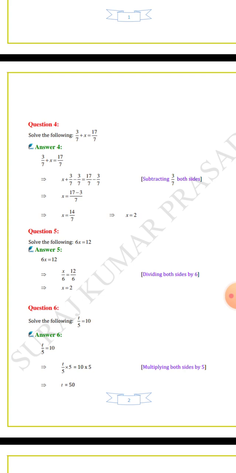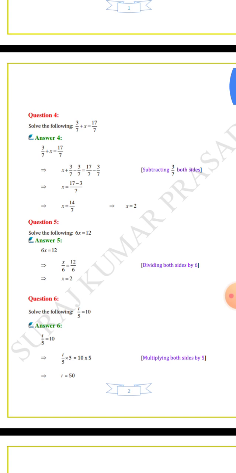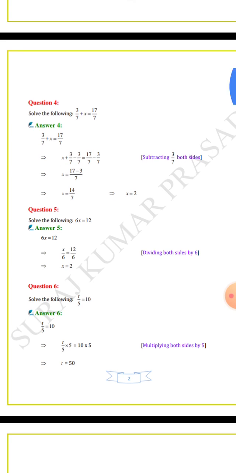Question number 4. Solve the following: 3 by 7 plus x is equal to 17 by 7. Then by subtracting 3 by 7 on both the sides, we get x plus 3 by 7 minus 3 by 7 is equal to 17 by 7 minus 3 by 7. Then the value of x is 17 minus 3 by 7, then x is equal to 14 by 7. Then the value of x is 2.